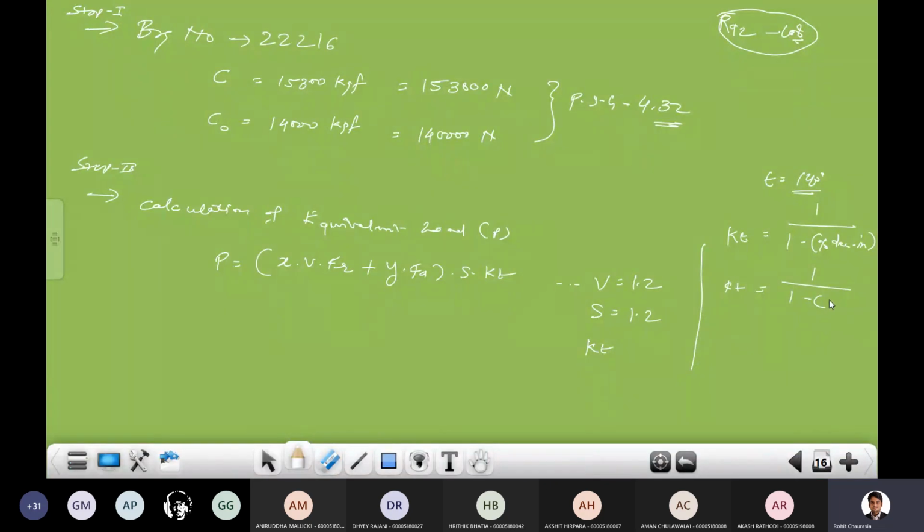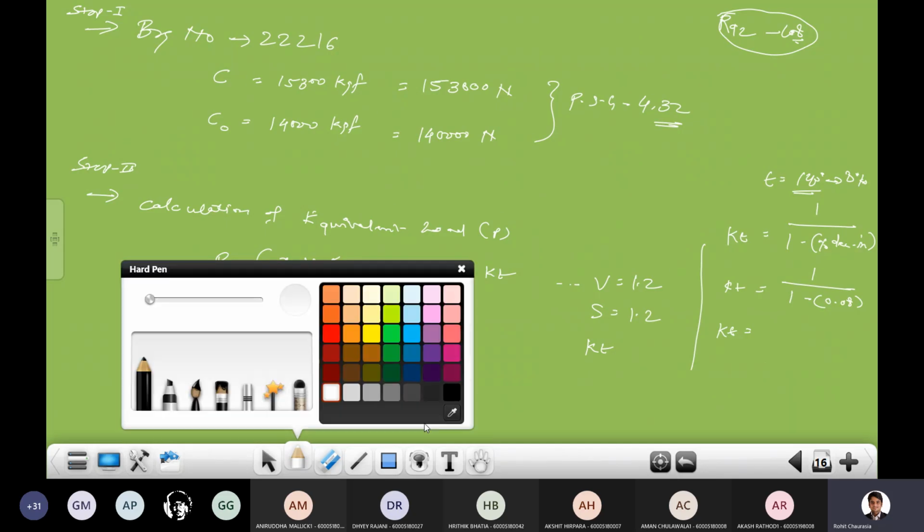So here we need to put this 0.08 because 140 के लिए जो आ रहा है मेरा 8% decrease in capacity. So just tell me the value of KT. Yes, what is the value of KT? KT का वैल्यू कितना आ रहा है?